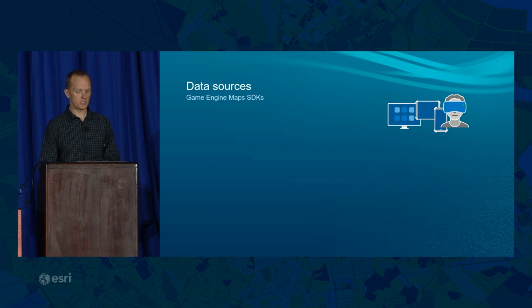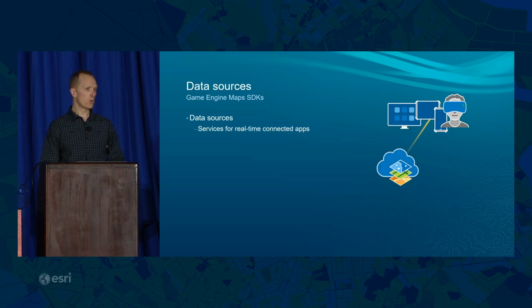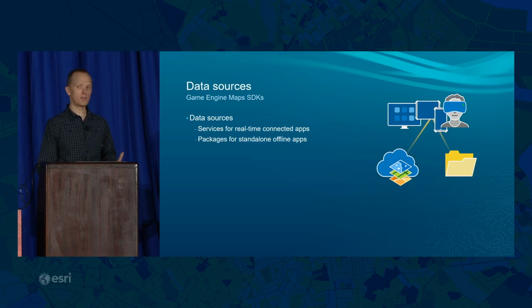What about data sources then? There are two patterns for working with geographic content with our Game Engine SDKs. You can either work with services, so connected to ArcGIS Online or ArcGIS Location Services or ArcGIS Enterprise, or you can also work with packages as well. So if you want your applications to run completely offline, you can use the same content types, all those layer types that I talked about, in packages running locally or accessed locally on the device. Or maybe a hybrid pattern.